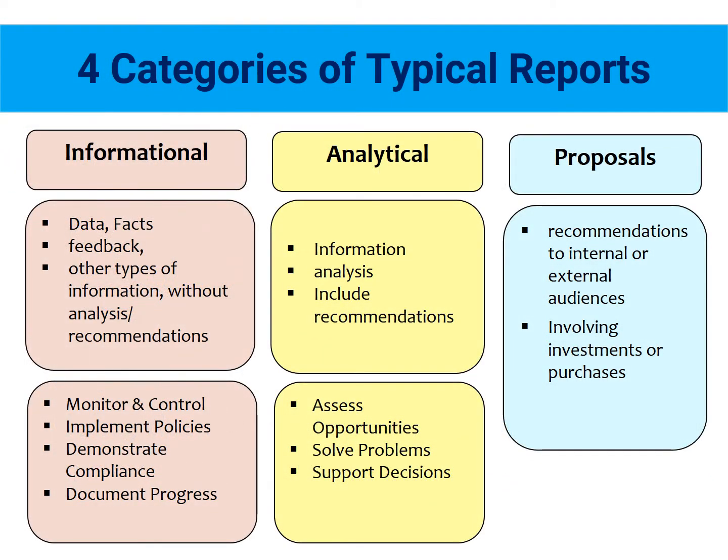In this particular slide, I'll be talking about typical reports that organizations normally produce. There are three: informational, analytical, and proposal. Informational reports offer data and facts, as well as feedback and other types of information. However, these are produced without any analysis or recommendation. It's merely for information. Now, the purpose of this informational report is to monitor and control.